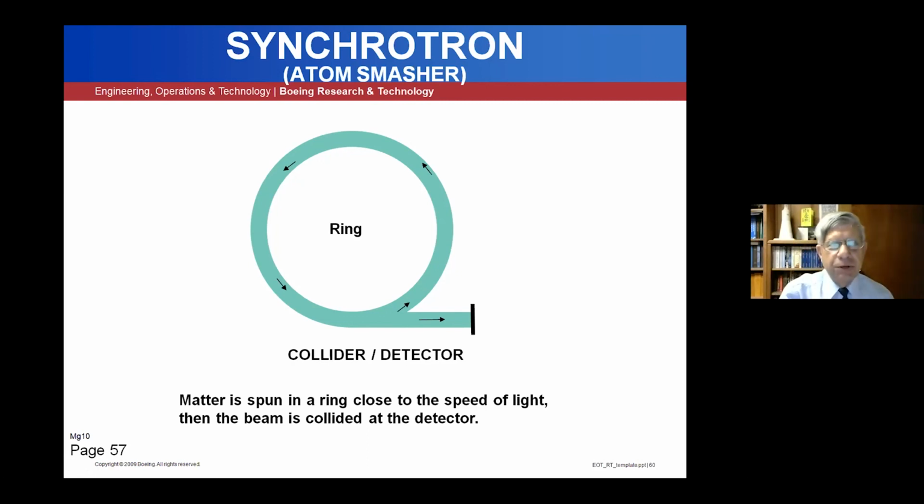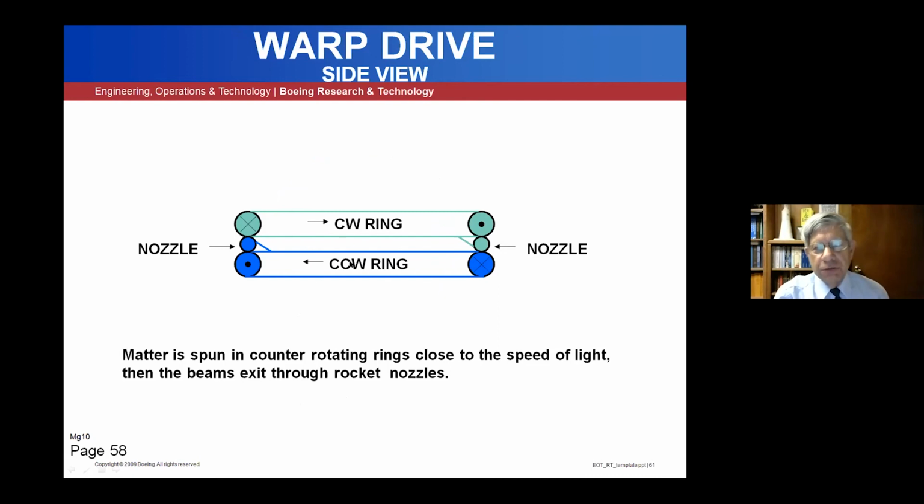What I would propose would be take two of them, two rings, you spin one clockwise and one counterclockwise, and instead of crashing them into a detector, you run them into a rocket nozzle. And you'd have to use two because if you just had one ring, you'd have a pinwheel and you'd just go around in circles real fast. That wouldn't get you any place.